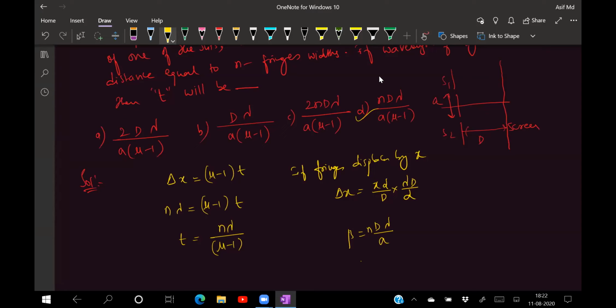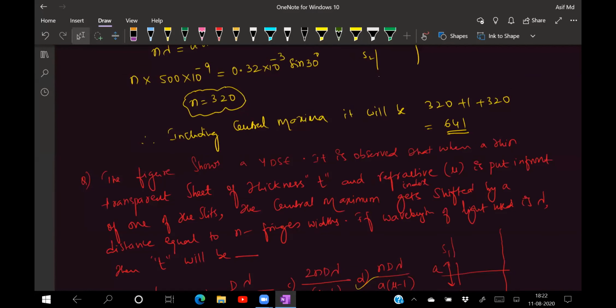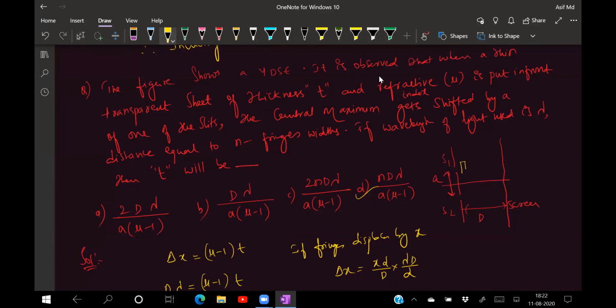Shall I tell you once again? Sir, once again. See here, beta. What it is telling is, in front of this slit we are keeping a thin sheet of thickness T. So when it is not there, the central maxima is being formed somewhere here. After keeping this, the central maxima has been shifted by n fringes. That means n times beta, that is nothing but delta x.